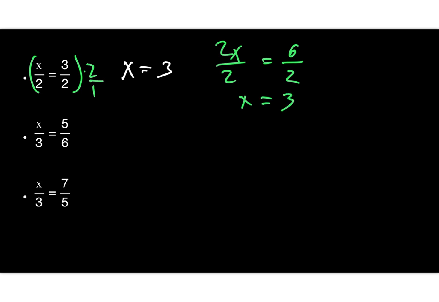Third method would be to cross multiply. 2 times x is 2x. 2 times 3 is 6. Divide both sides by 2. x is 3. So any of those 3 will all be fine. Whichever you like, go for it.